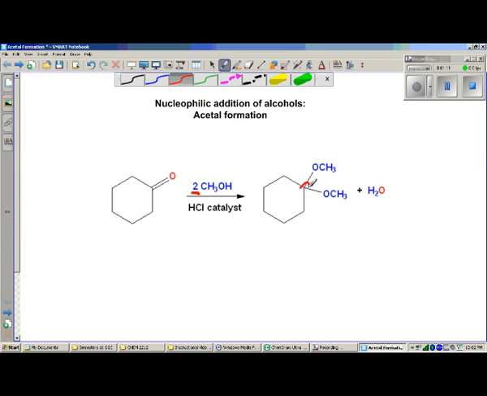It's a carbon with oxygens either side of it. We've seen carbon, oxygen, carbon, that's an ether. This is something called an acetal, where there's a carbon and 2 oxygens either side of it, single bonds. So this reaction is acetal formation.